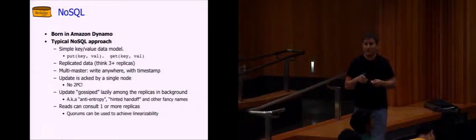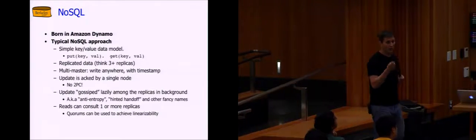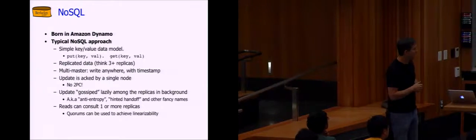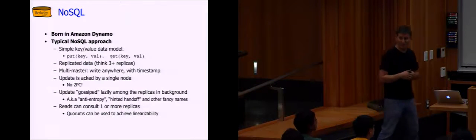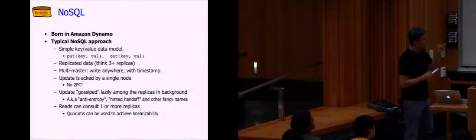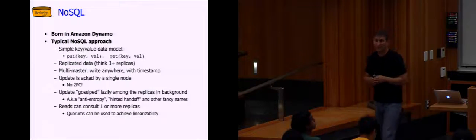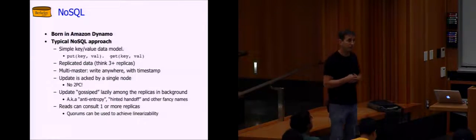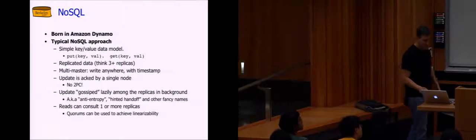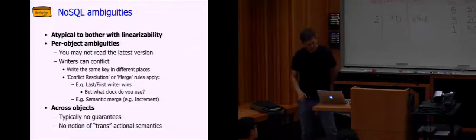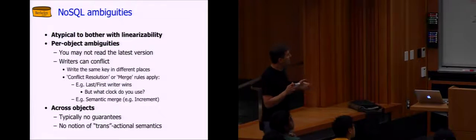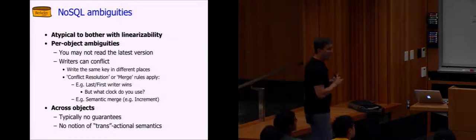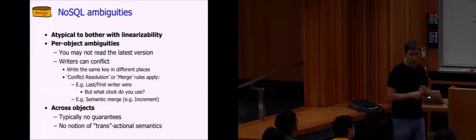Reads can consult 1 or more replicas. So you can go to 1 or you can go to multiple replicas and just take the first one you get or the best one you get if you care to look at multiple versions. All right? And in some of these systems, you can set up quorums to get linearizability. Right? So you can do a strict quorum and get linearizability in some of the NoSQL systems. Mostly people don't bother with linearizability, though, in these things. They want them to go fast. And so you get weird stuff when you read things. You may not read the latest version.